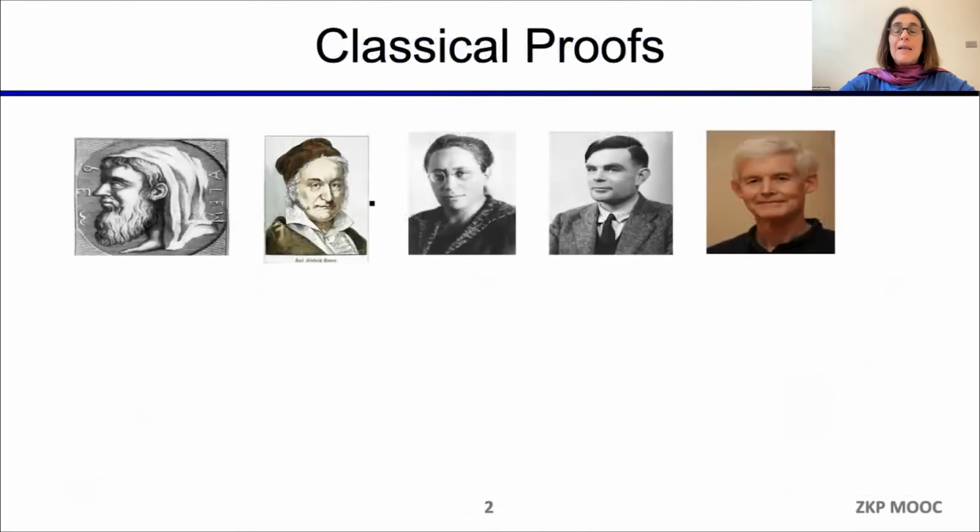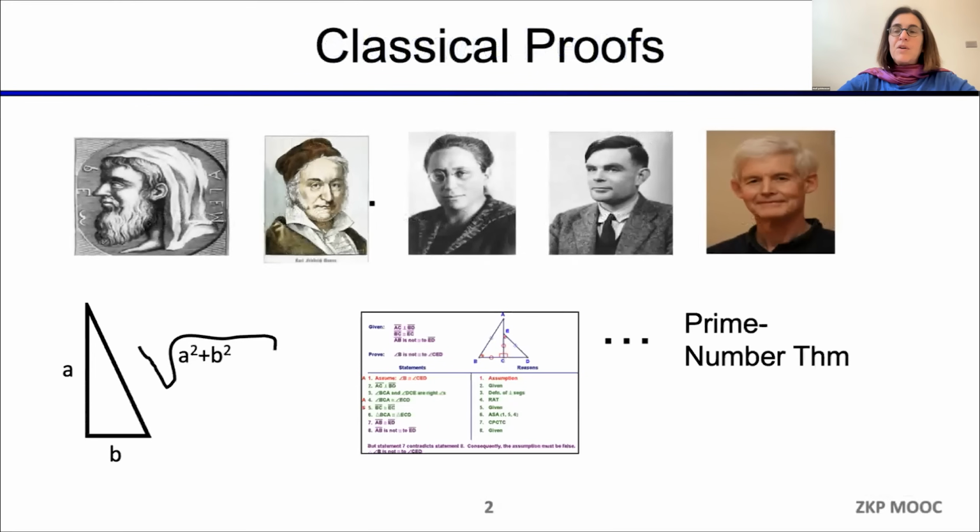Let's start with classical proofs. So when we think of a classical proof, we think about these very esteemed provers, Gauss, Euclid, Emmy Noether, Alan Turing, and our own Steve Cook. And we think about theorems, the kind of theorems that you learn perhaps in geometry class, where there's a bunch of axioms, there's a claim that you're trying to prove, or a theorem. You make a sequence of derivations from the axioms, and then eventually you declare the theorem is proved. It could be the prime number theorem, the Pythagorean theorem, and so forth.